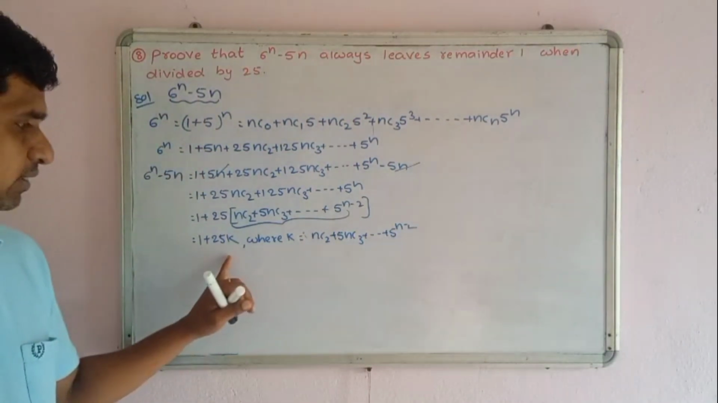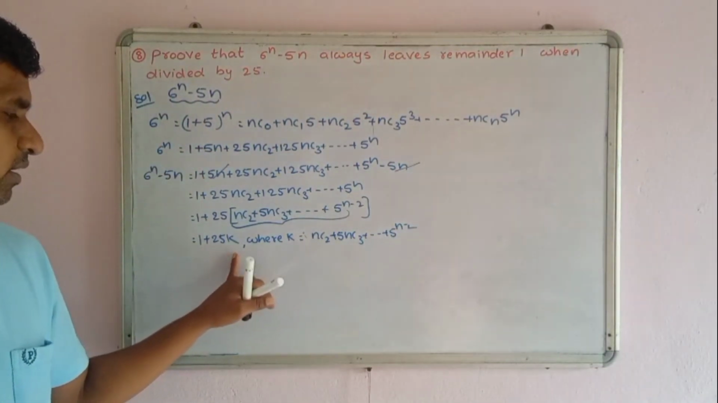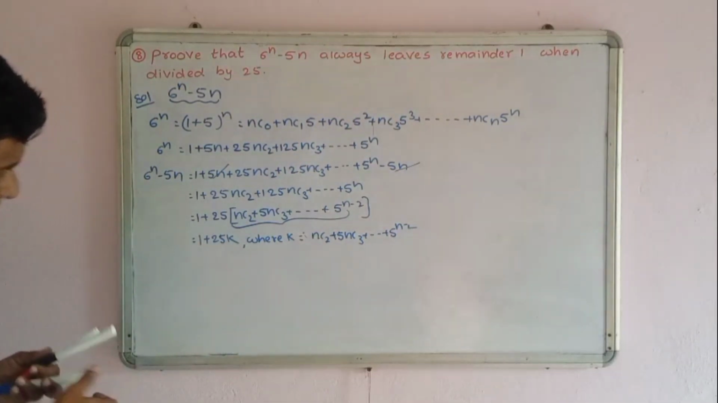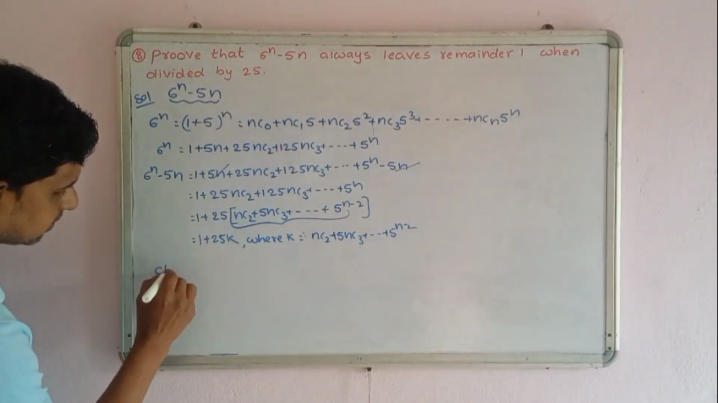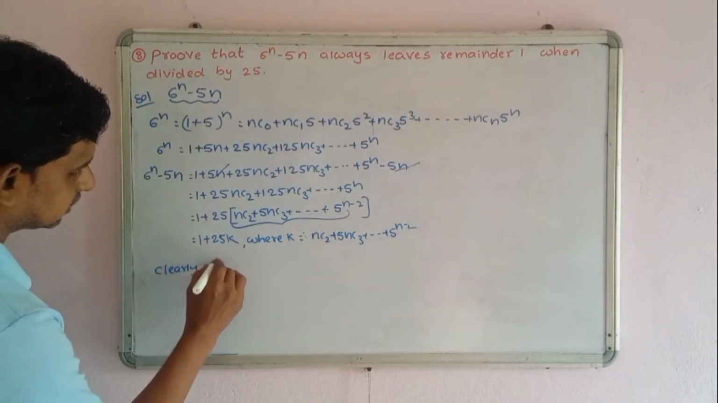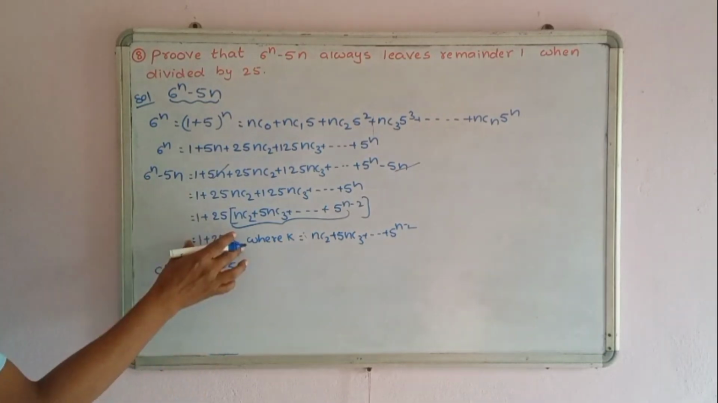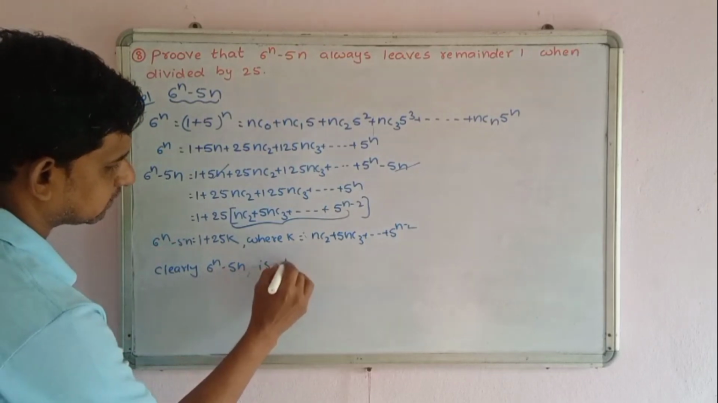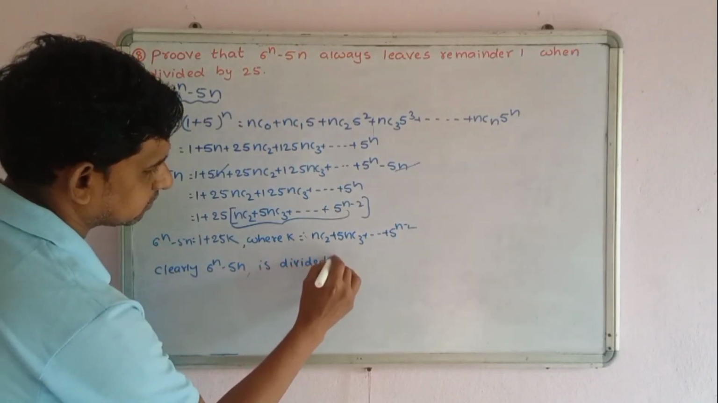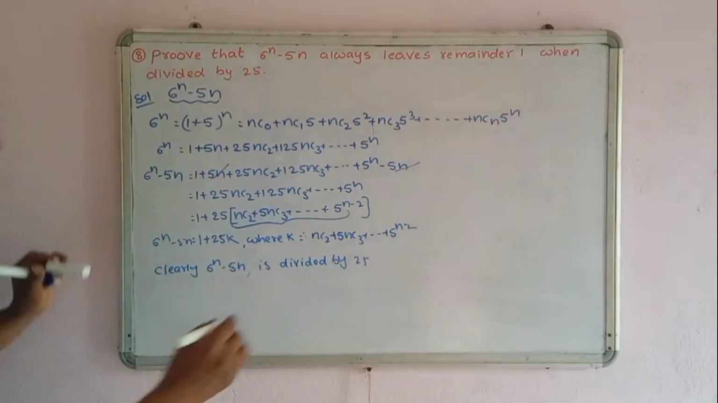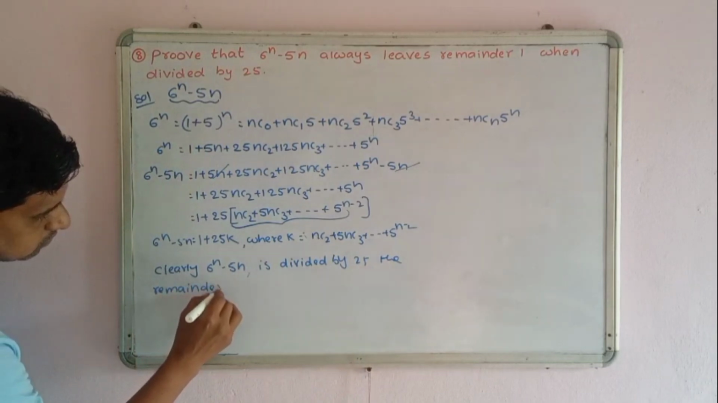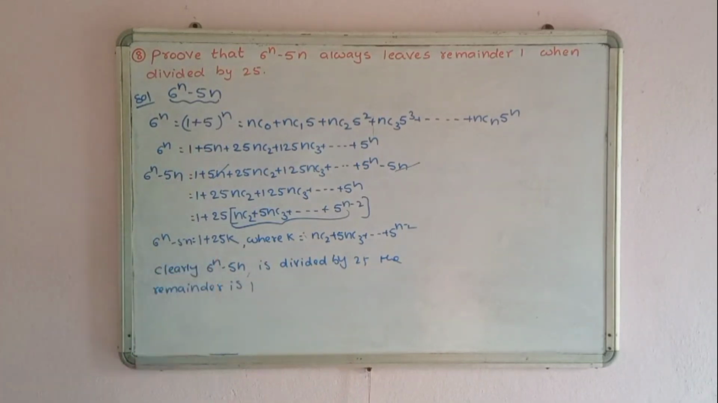Observe that in the above expression, clearly when divided by 25 the remainder is 1. Clearly, 6 power n minus 5n, when divided by 25, the remainder is 1. So this is the final answer.